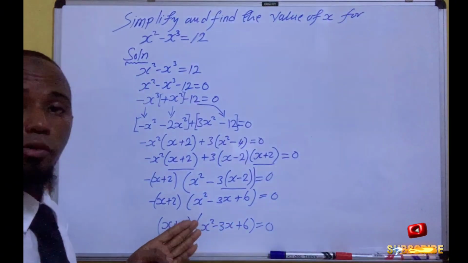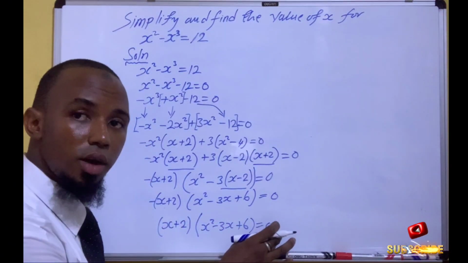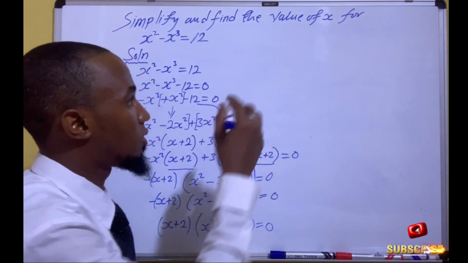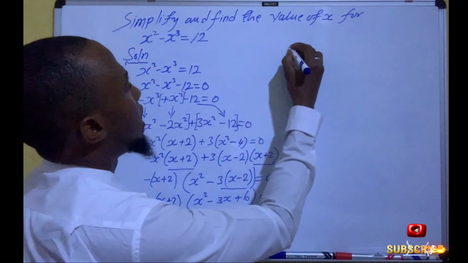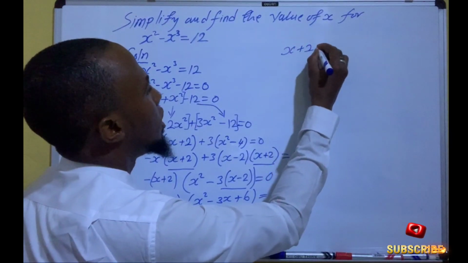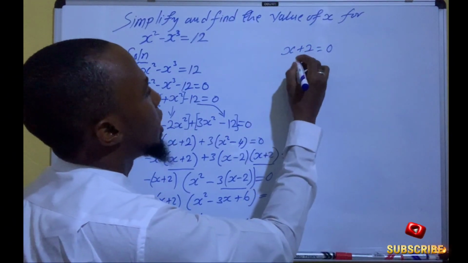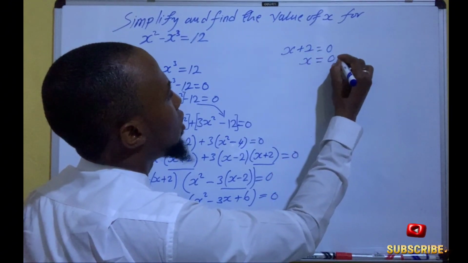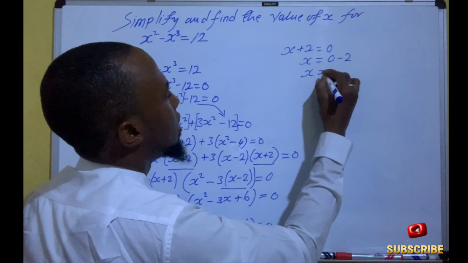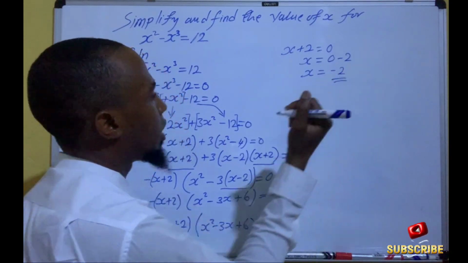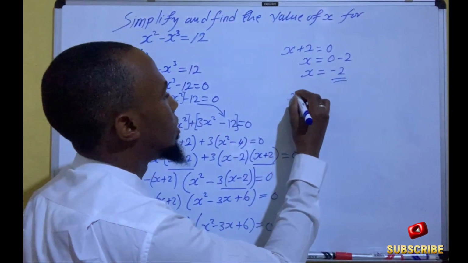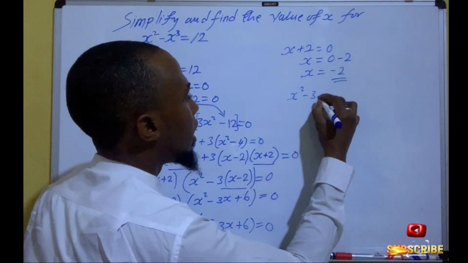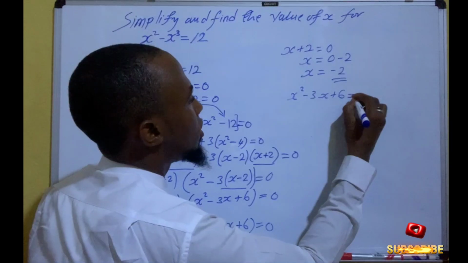Now this is what we have. We know that the whole of this bracket equals 0, and the whole of this bracket also equals 0. There are two things that we need to do here. We take the first one, x plus 2 equals 0. If we collect like terms, we have x equals 0 minus 2, so x equals minus 2. And the other one, we have x squared minus 3x plus 6 also equal to 0.